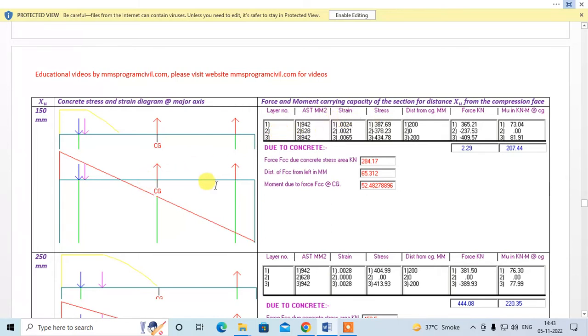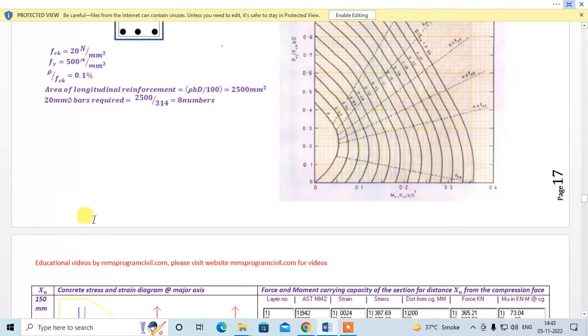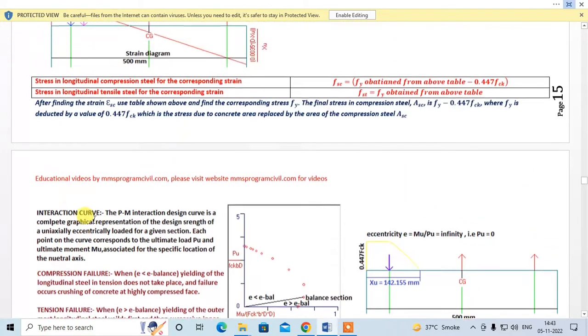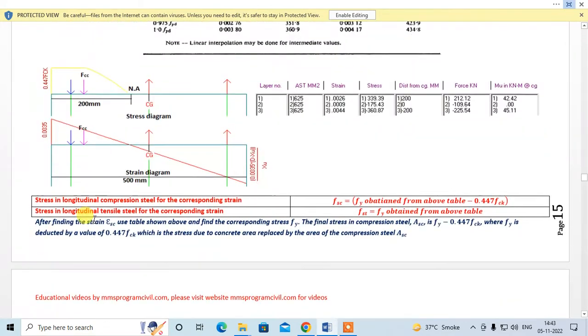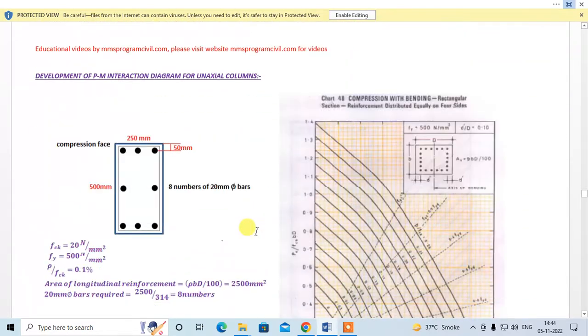0.0024. Strain over here is 0.0021. Strain over here is 0.0065. Now please remember, this layer is under compression. These other layers are under tension, right? So for this layer, we are going to use this formula for finding the stress. For steel under compression we will be using this formula, and for steel under tension we'll be using this formula, right? So now we have found the strain.